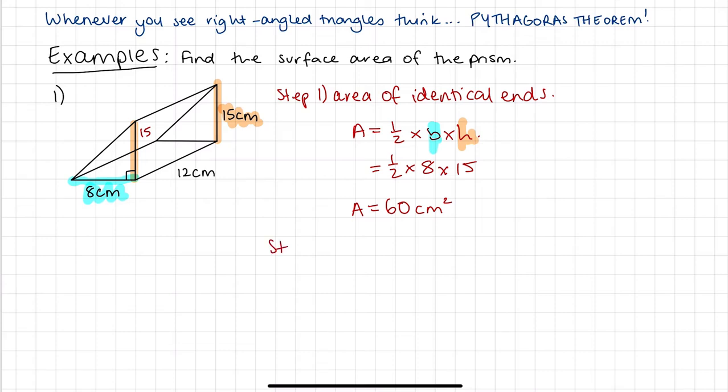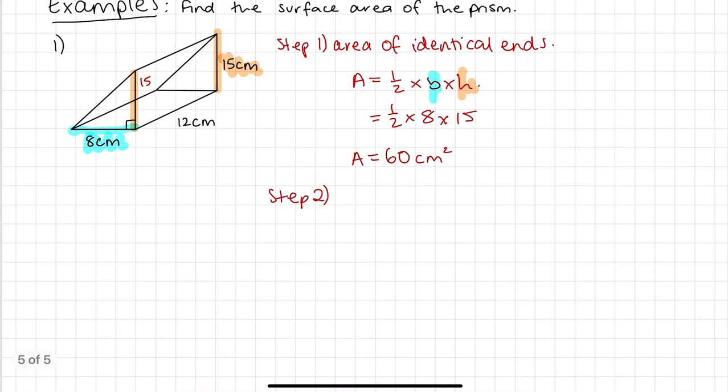Step 2 is you could use either method. I'm going to use the perimeter method. Find the perimeter of the triangle or the front face. Okay, so what we need for the perimeter is we need all 3 sides. However, we're missing one of the sides. We're missing this side here. So what we need to do is we need to use Pythagoras theorem to find that side.